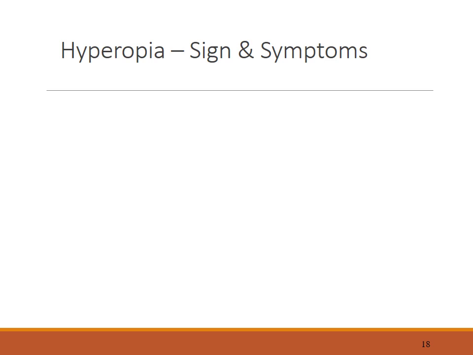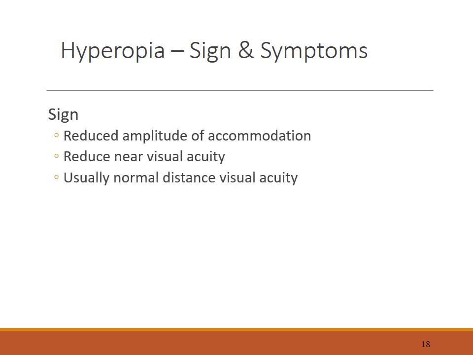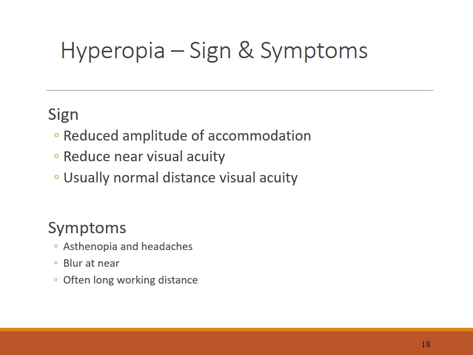What are the signs and symptoms of hyperopia? The signs can be reduced amplitude of accommodation and reduced near visual acuity. However, usually the distant visual acuity is normal. How about the symptoms? The patient can have asthenopia and headache, blur at near, and often a long working distance, which is contrary to the myopia problem.